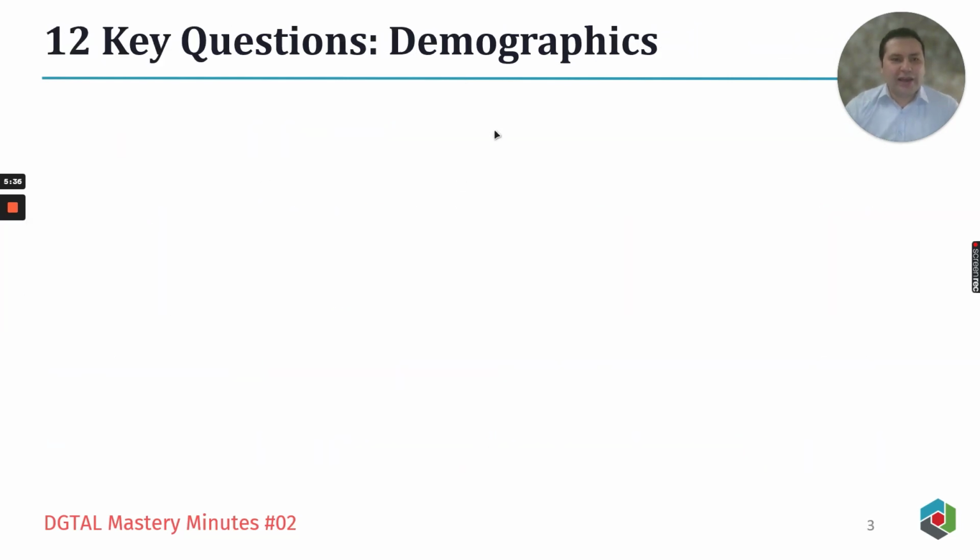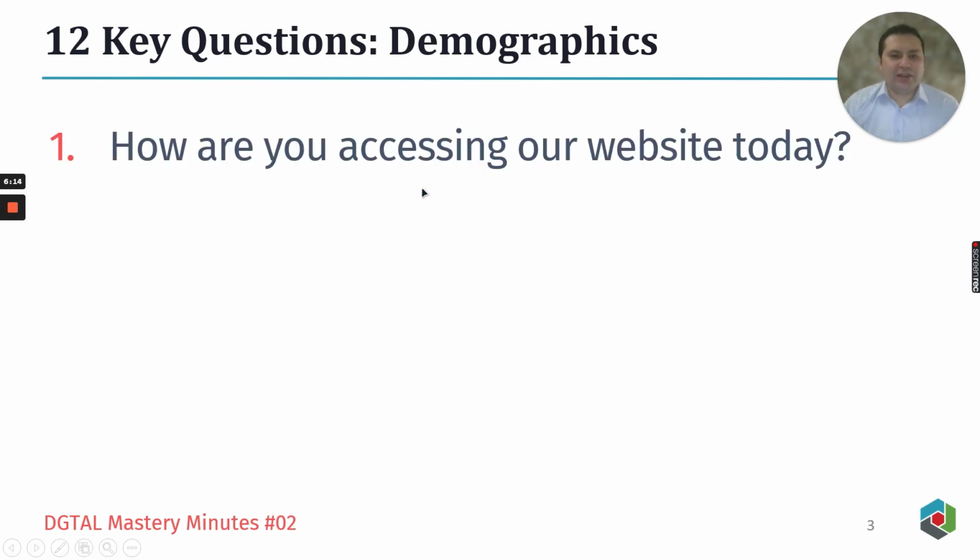Now, as we jump into these 12 key questions, I have broken them down into 4 categories: demographics, the purpose, the actual experience, and the implications for brand as well. Talking about basic demographics, it's important to understand who is visiting your website. So the first 3 questions are meant to capture that information, and also how they access your website.